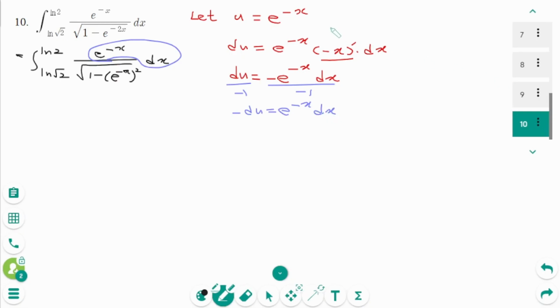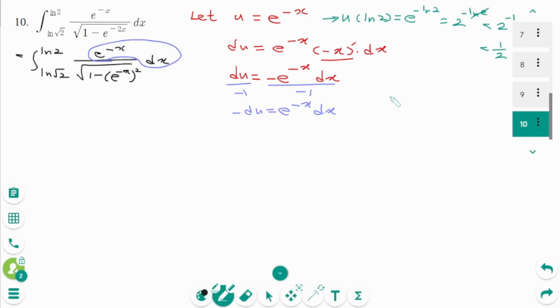Now change the limit. From here, when x equals ln 2, then u of ln 2 equals e to the power of minus ln 2. Then we can rewrite as 2 to the power of minus ln e. This is 1. Then 2 to the power of minus 1, which is 1 over 2.